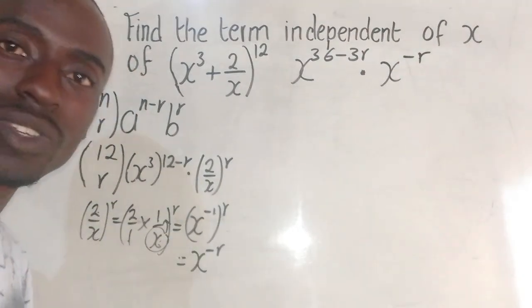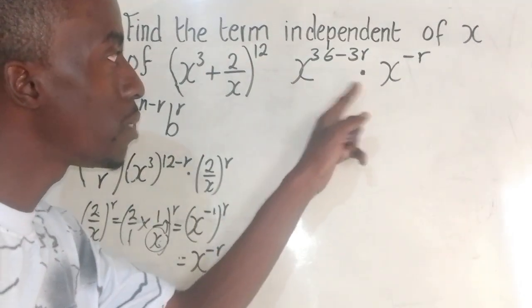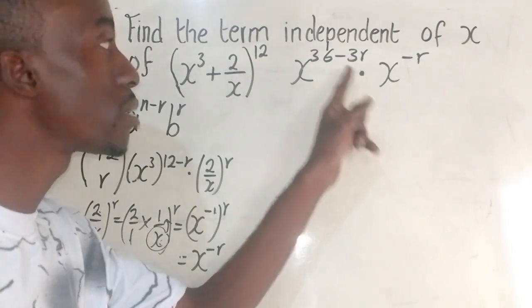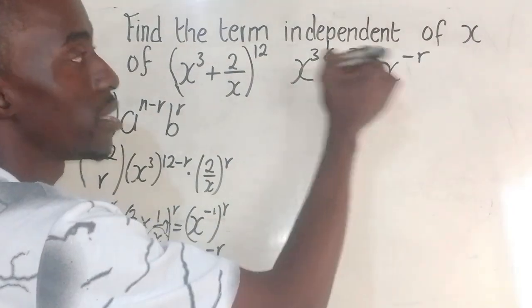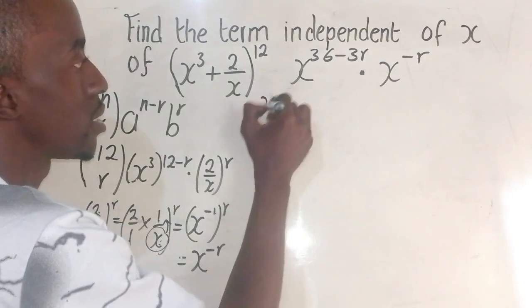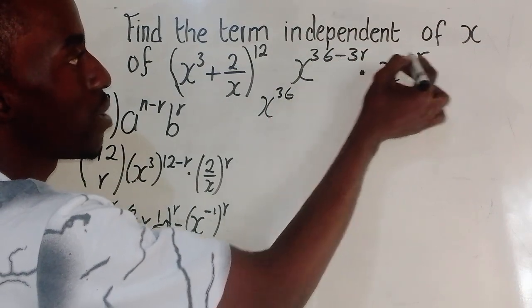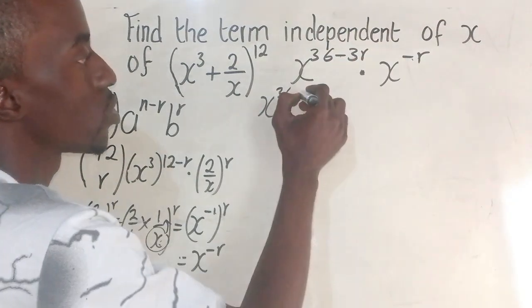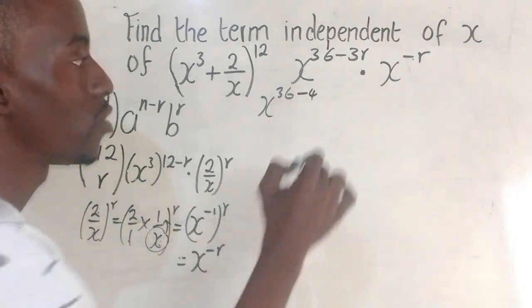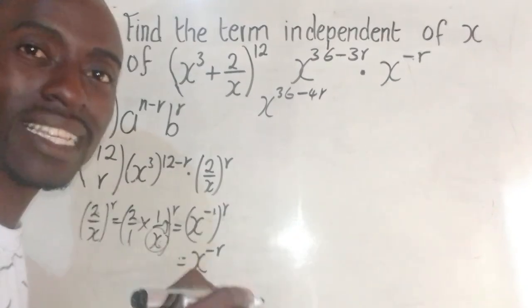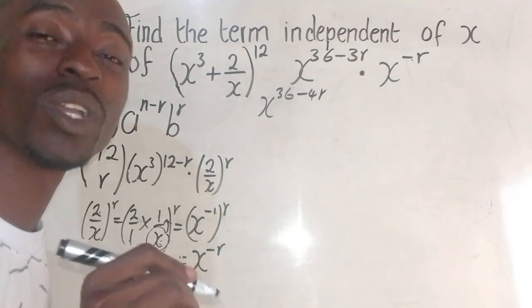Now, according to the rules of indices, whenever we are multiplying with the same bases there, we're supposed to add. So we're supposed to add the powers. So this x will come like this. So it will be 36 minus 3r, minus this one is going to give me negative 4r. Now, whenever they say independent, then it's supposed to equate to 0.